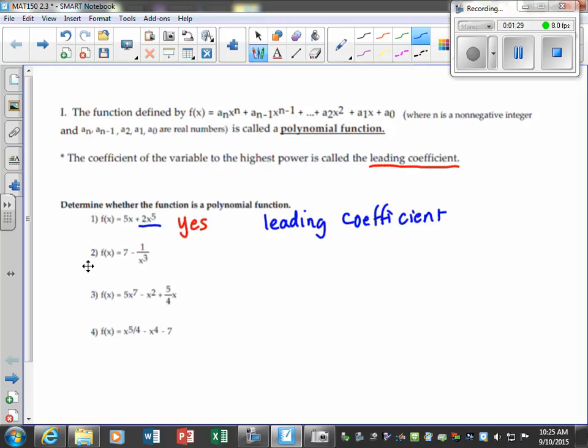Let's look at number 2. Does this format look similar to this format? No, it does not. And why? Because it has that division by a variable on the bottom, and that's going to be not a polynomial function because it needs to match this format up here. All right, what about number 3?